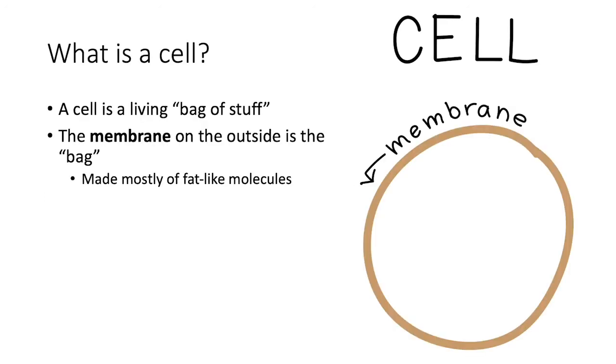So if living things are made up of cells, what is a cell? I like to make the analogy that a cell is a bag of stuff, with the membrane on the outside being the bag. So cells are surrounded by a membrane. It's also called a plasma membrane or a lipid bilayer. But the membrane on the outside is made of fat-like molecules mostly. And so there's going to be a liquid inside the cell, a liquid outside the cell, and this fatty membrane prevents stuff outside the cell getting into the cell and vice versa, unless the cell wants that to happen.